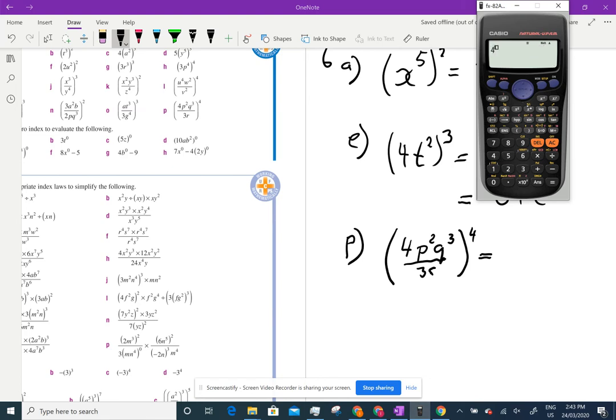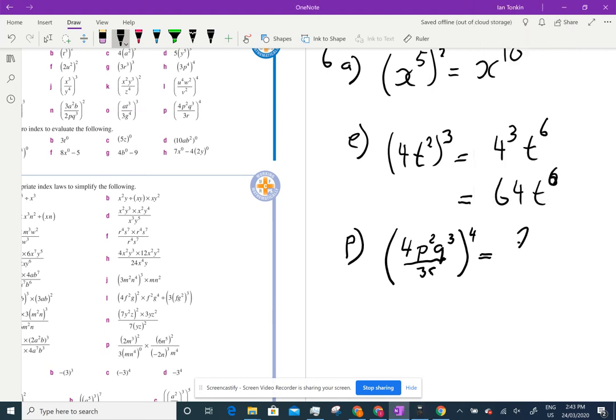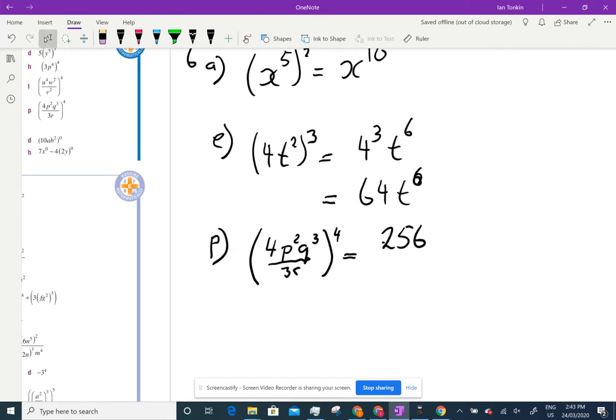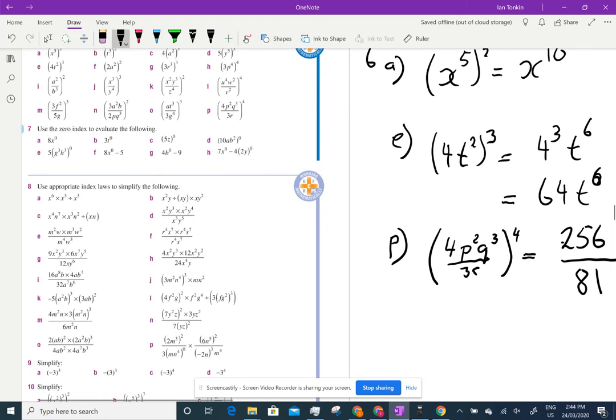4 to the power of 4, 256. So I get 256. P squared to the power of 4, multiply the powers, p to the power of 8. Q cubed to the power of 4, multiply the powers, q to the power of 12. 3 to the power of 4, I'm pretty sure that's 81. And r to the power of 4. And I'm just checking, and, oh, that must be a 2, not a 3.